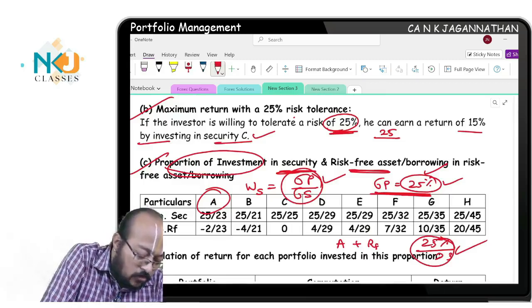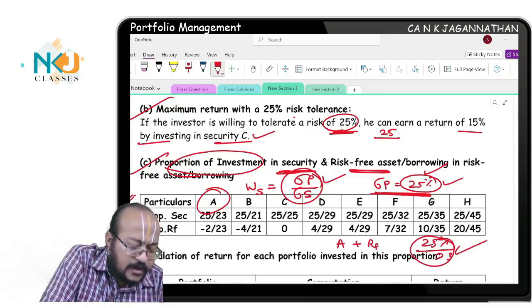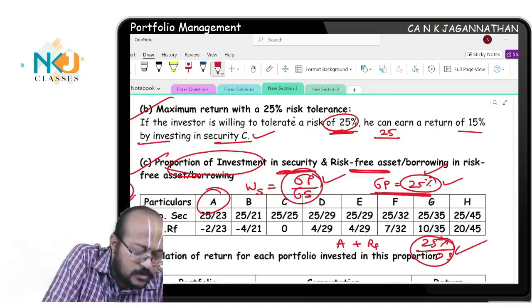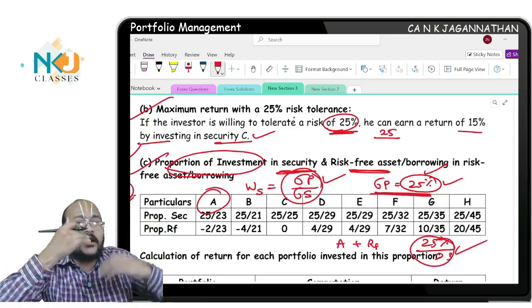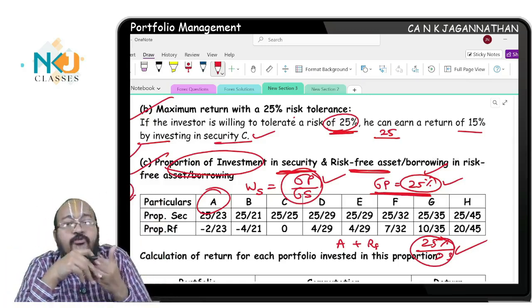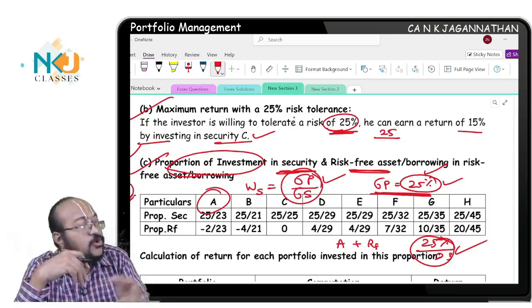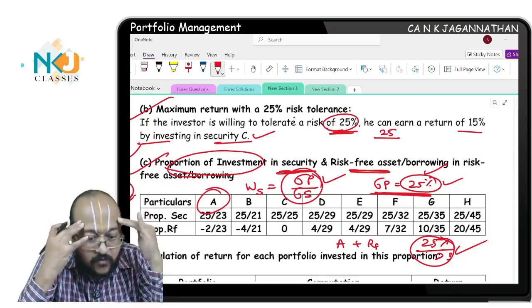Sir, I have only 23 rupees in my hand. How can I invest 25 rupees? 25 by 23 means what? 25 rupees I invest in security A. Okay, but I have in hand only 23 rupees. Now, how can I invest 25 rupees in security A? Very simple, you borrow 2 rupees. Are you all understanding what I am trying to say?